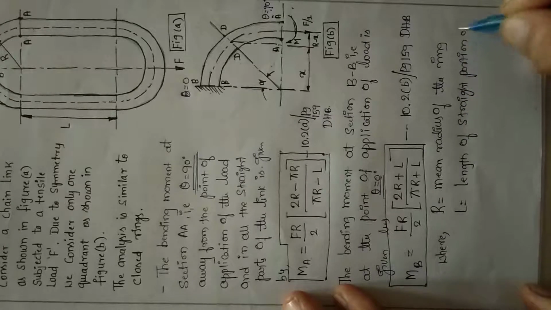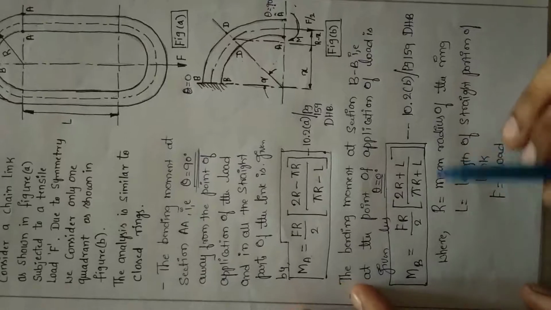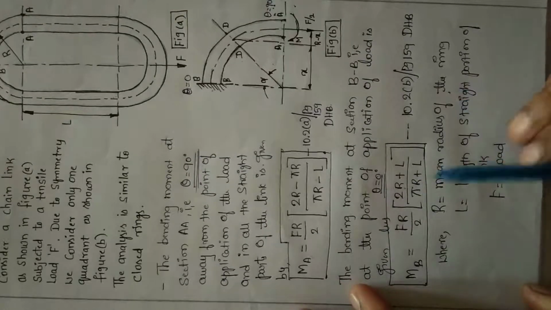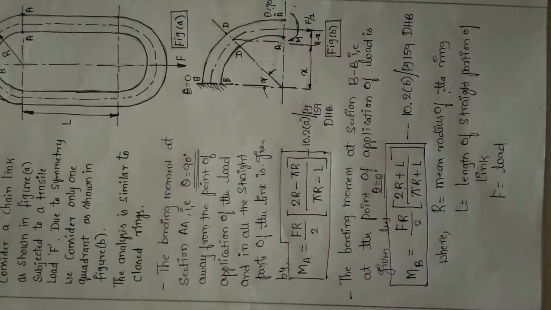Straight portion of the link I can write. F, I know, is the load. So these are all the notations, where R is the mean radius, L is the straight length, the straight portion of the link, and F is the load. Fine. So now we shall solve the problem.